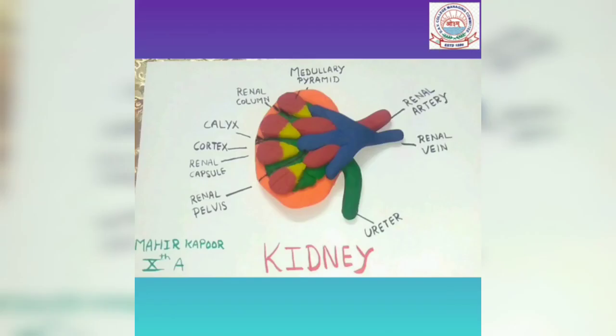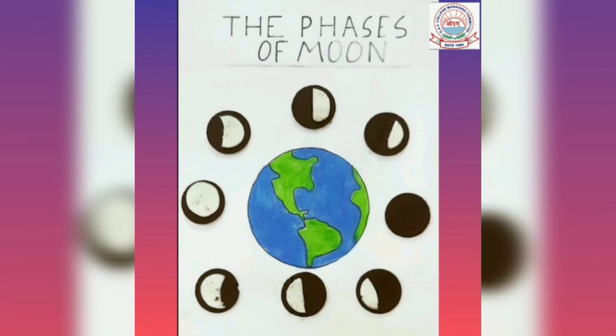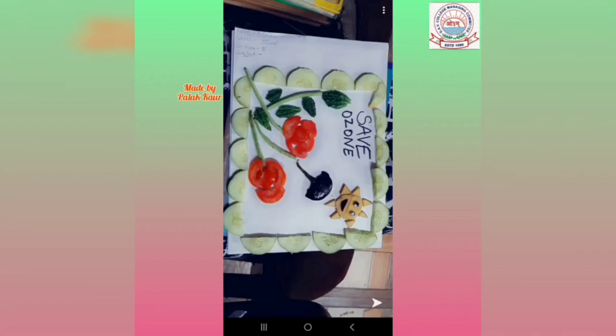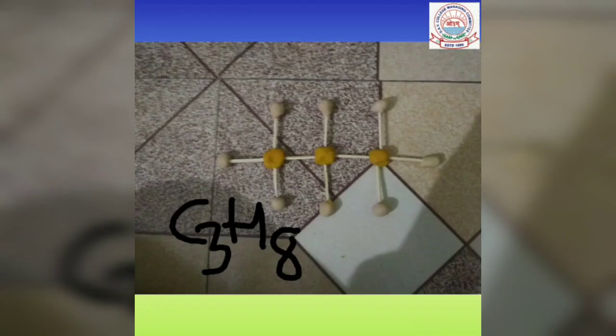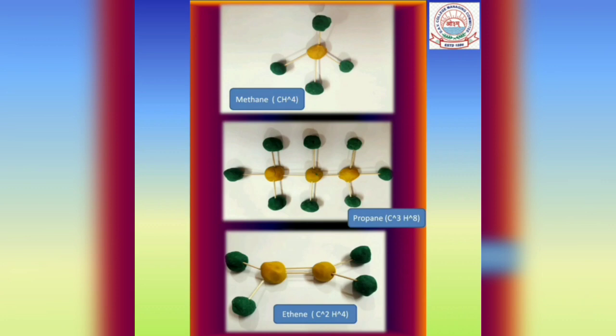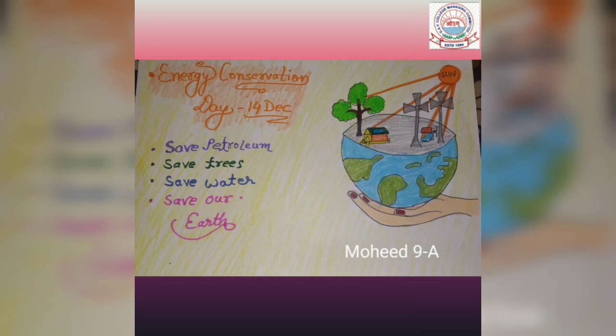Wow, this makes me understand my body parts so easily. Oreo biscuits are my favorites, and when they represent the phases of the moon, they look more delicious. What an important message given by the tiny tots to save ozone, that too using foodstuff available in our kitchen. Next, you can see the different molecular structures made by using resins, nuts, or even clay. The Energy Conservation Day was celebrated on 14 December to create awareness on the need to conserve energy.